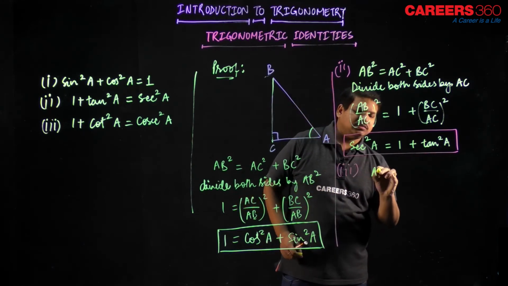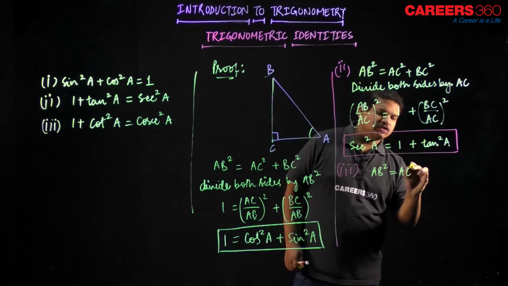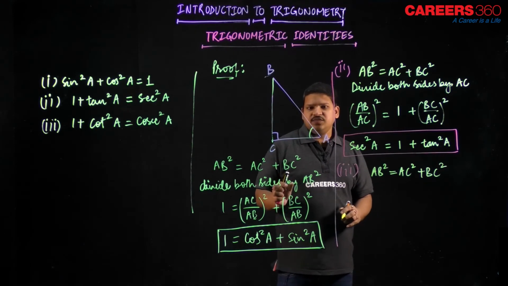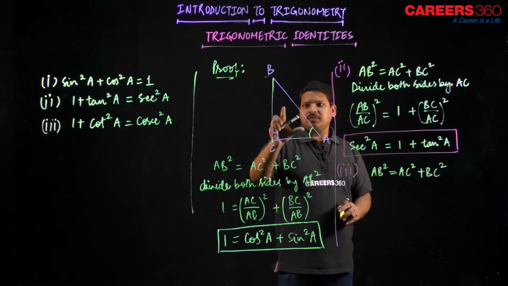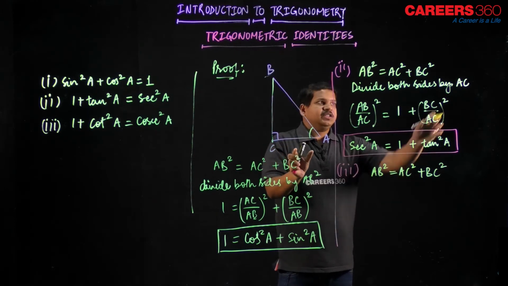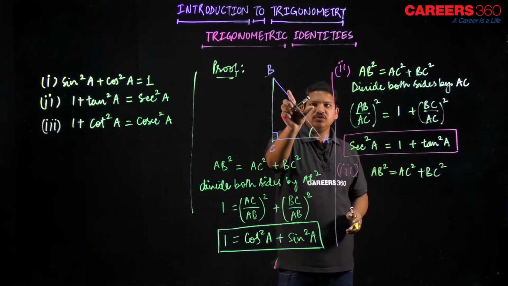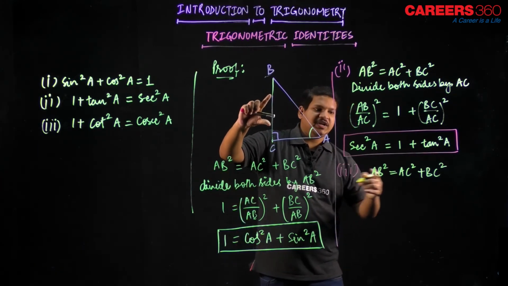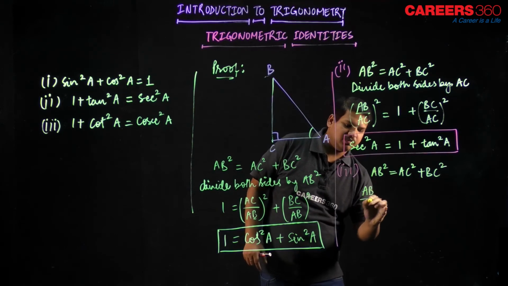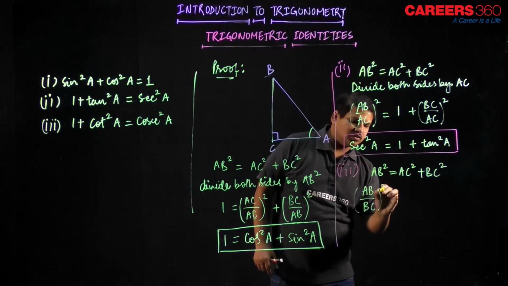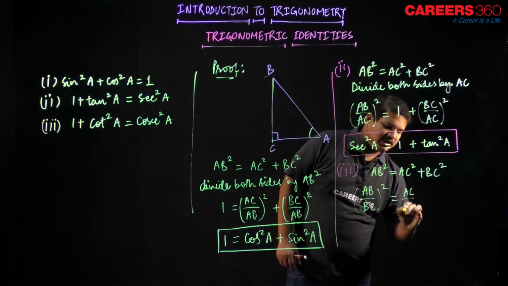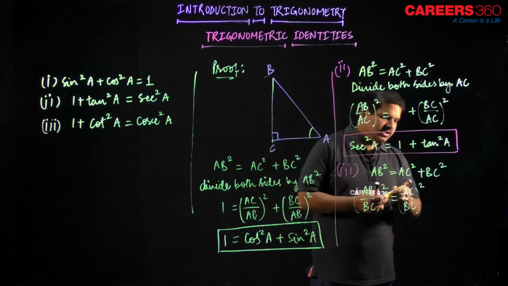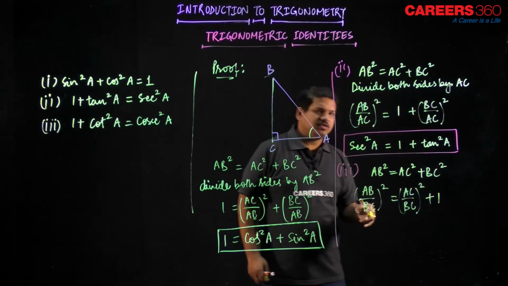Now proceeding towards the third proof, and again I am going to take the same result, that is AB square is equals to AC square plus BC square, and in this let's divide by BC, that is the perpendicular. So AB upon BC whole square is equals to AC upon BC whole square, plus BC upon BC, which will be 1.